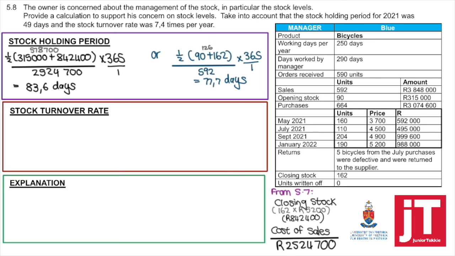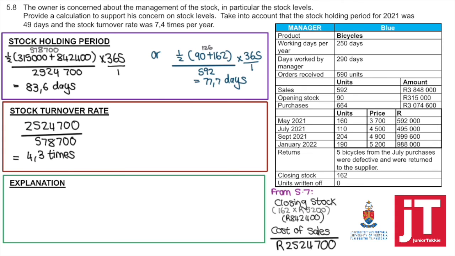Another option is to use the units. By using the units, we're going to take the opening stock, which is 90, plus the closing stock, divided by 2 to get the average price. Once we've got the total, 126, we're going to divide it by the number of units that were sold. The number of units that were sold was 592, and now we need to times it by 365. Take note that there is a difference between the two different ways in which we calculate it if we look at the number of days.